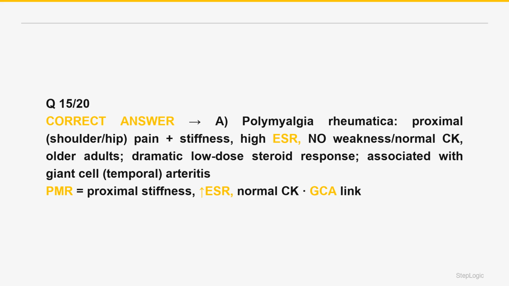Contrast polymyositis: true proximal weakness, high CK. The proximal stiffness, high ESR, normal CK, steroid responsive syndrome linked to giant cell arteritis is polymyalgia rheumatica.